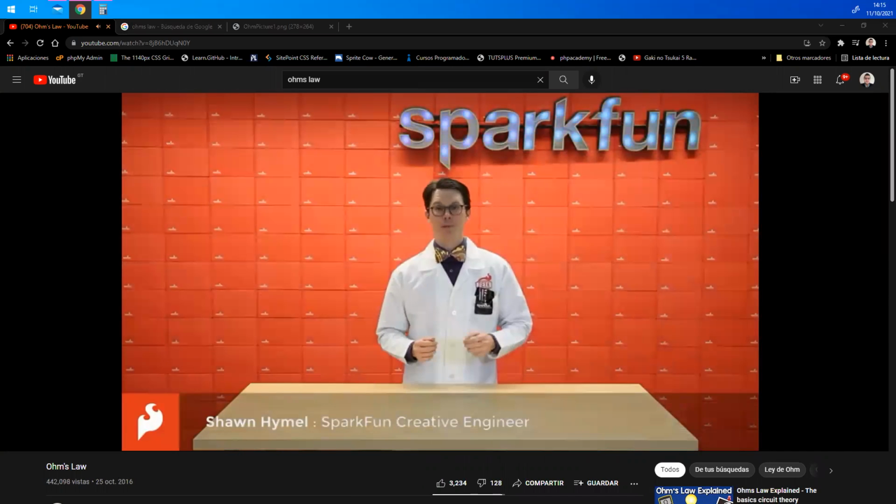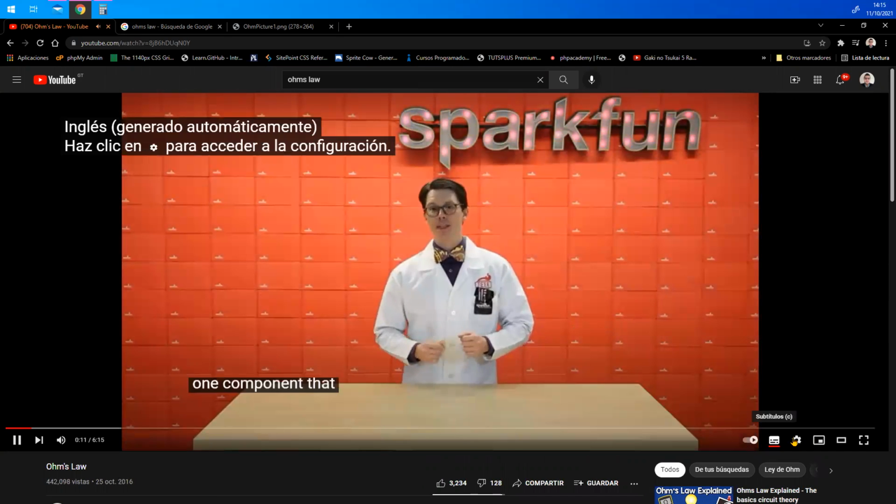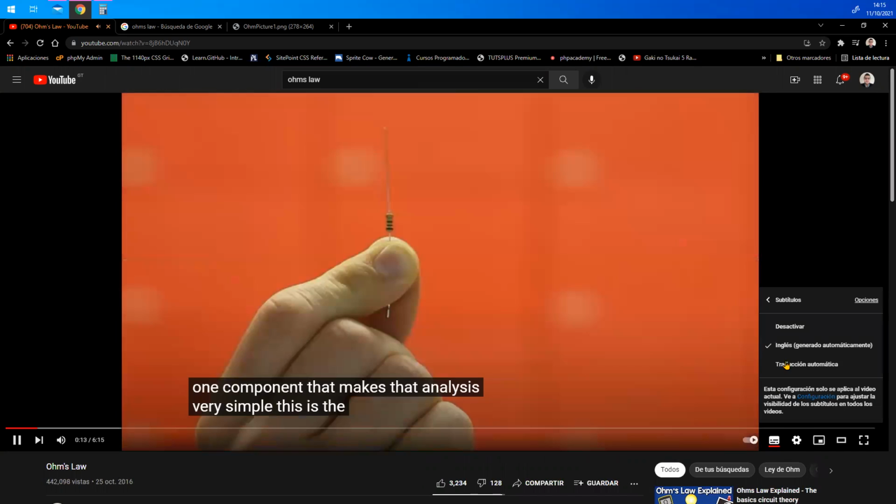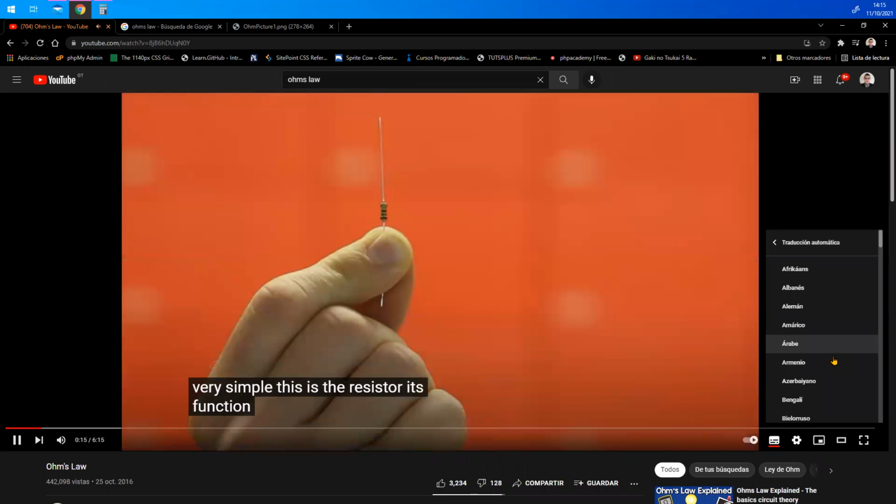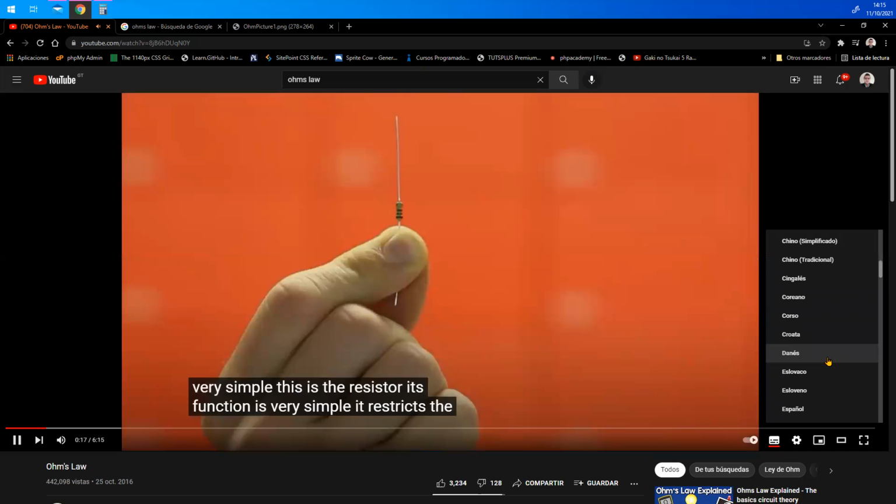One of the most useful ways to analyze a circuit is to look at the relationship between voltage and current. And there is one component that makes that analysis very simple. This is the resistor. Its function is very simple. It restricts the flow of electrons.